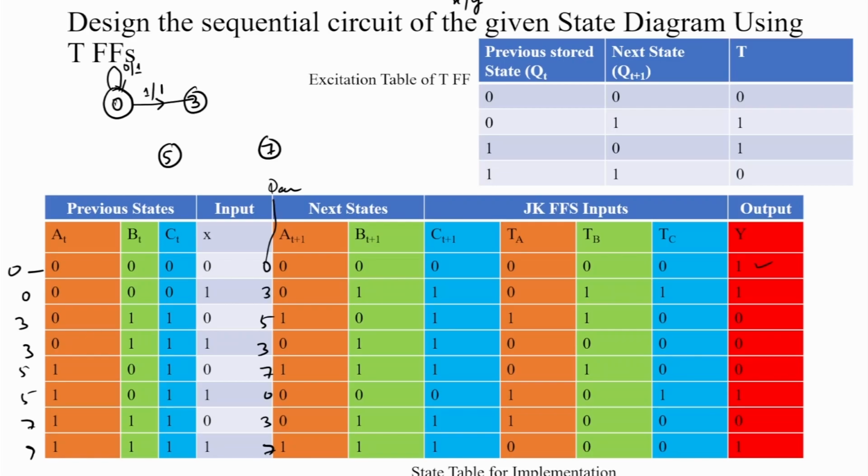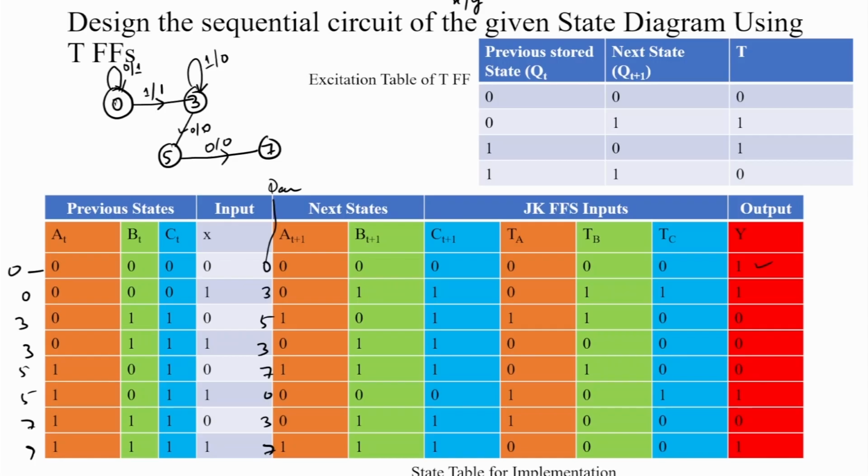In state 3, when we apply input 0, we move to state 5, and the output is 0. Similarly, when we apply 1 in state 3, we stay in the same state 3, and the output is also 0. Similarly, when we are in state 5 and apply input 0, we move to 7, and the output is also 0.